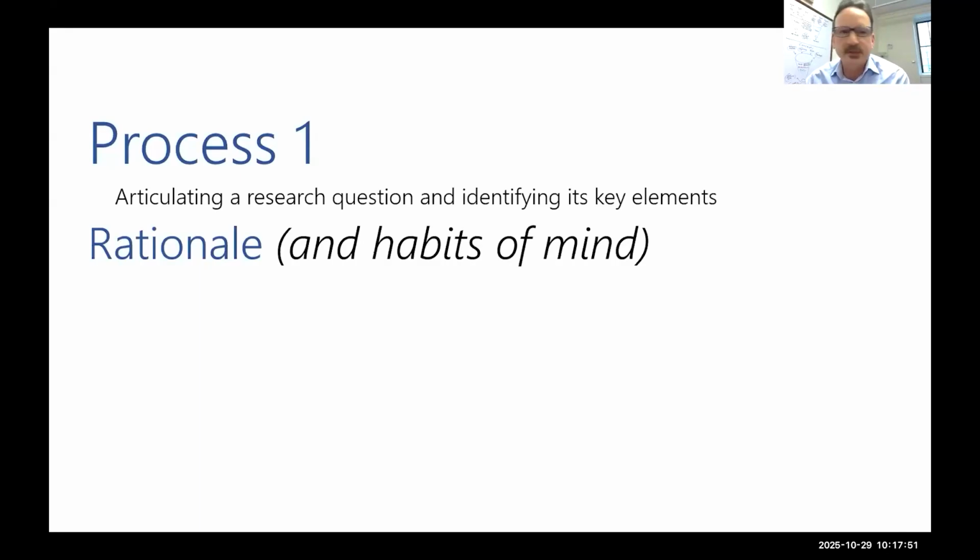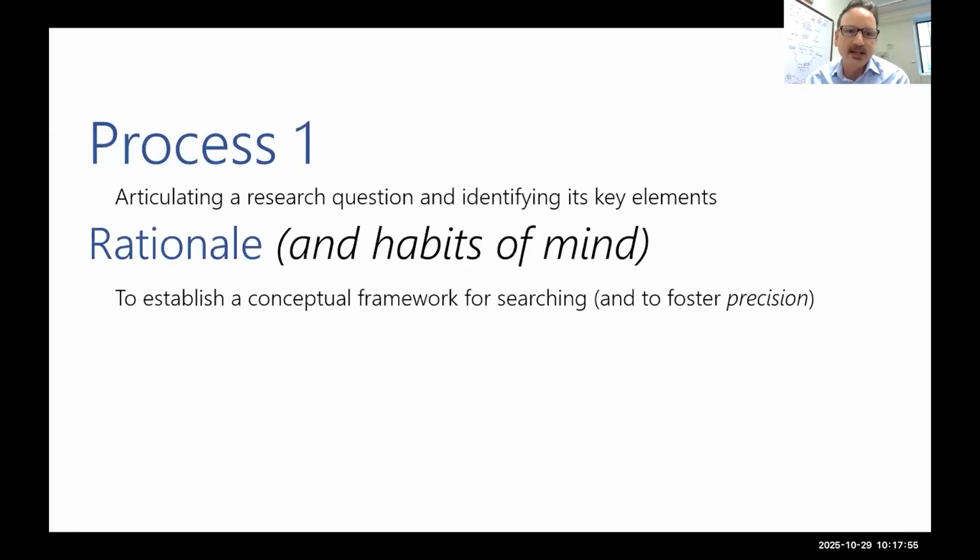So the rationale behind articulating a research question and identifying its key elements is to establish a conceptual framework for searching. And in the process, you're fostering precision. You're trying to focus your search and design your search such that what you get is really what you want. And you're limiting thereby the number of off-target things that you're getting.